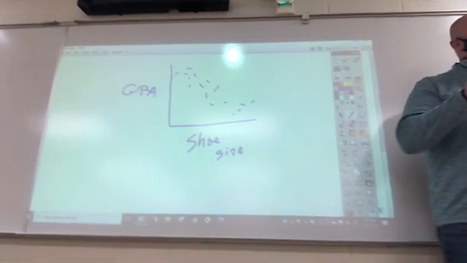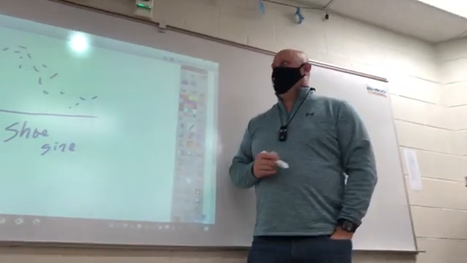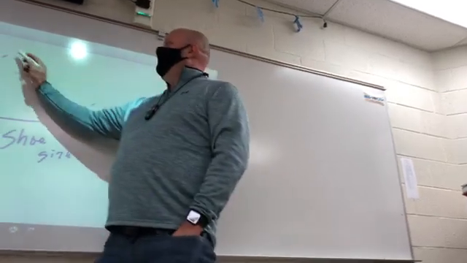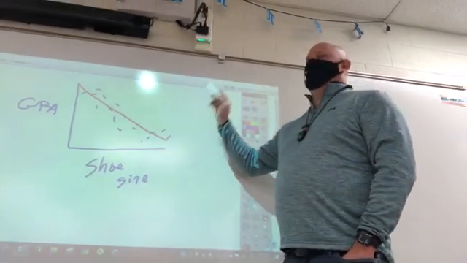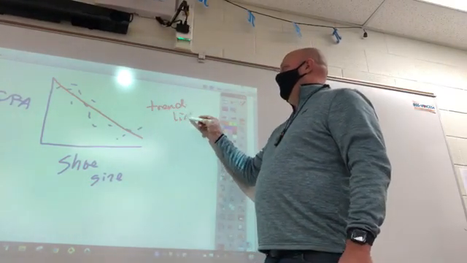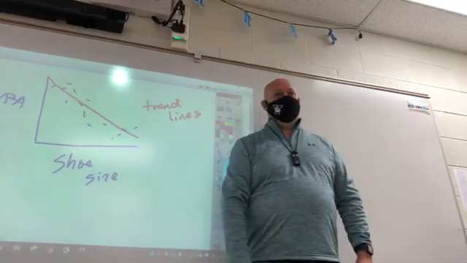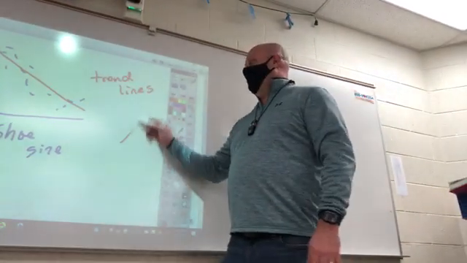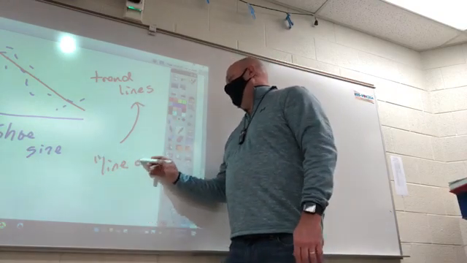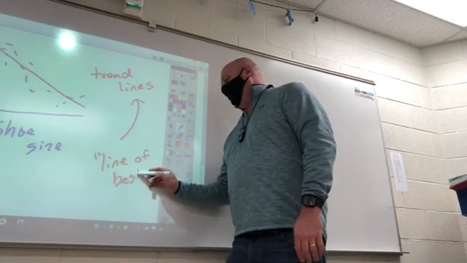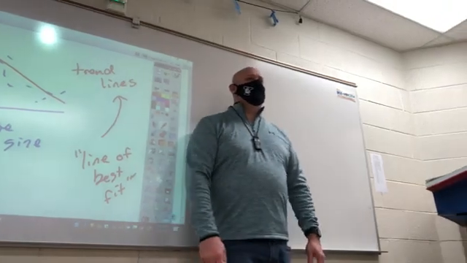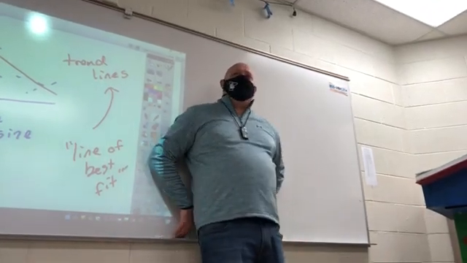Now, here's where it gets interesting, and here's where, Abby, I need you to pay attention with this. Once you see a relationship, we can draw and we can calculate what are called trend lines. Okay? A trend line, another word for that, is what we call a line of best fit. What do you think a definition of a line of best fit is?